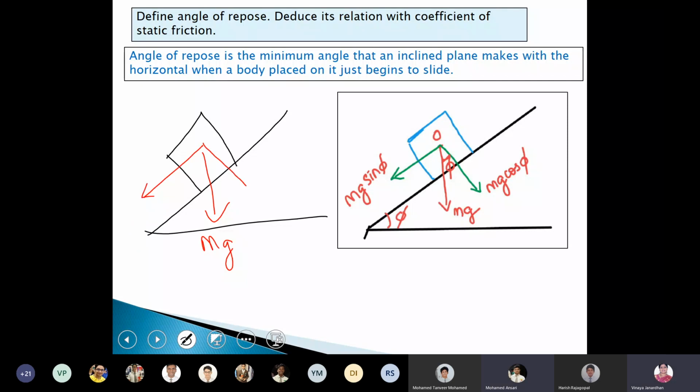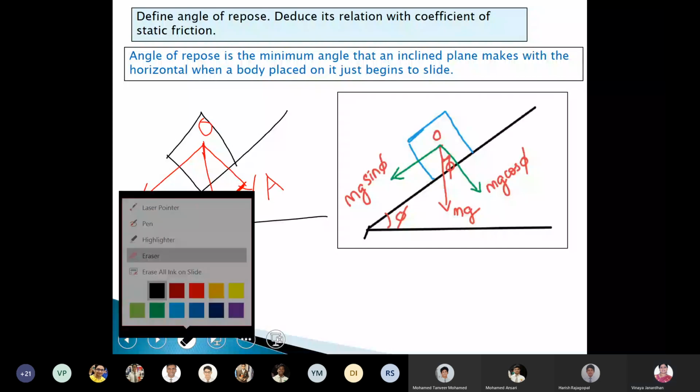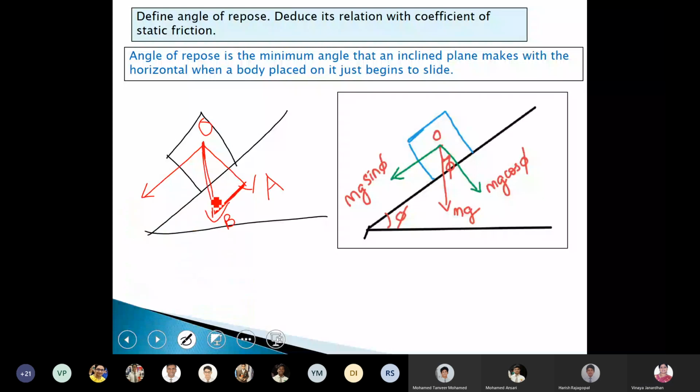Don't blindly copy, boys, because later on it will be tough for anyone to learn. So this point is O. Now what I'll do is construct a triangle. Let me make this point as A and this point as B. OB is mg. The value of OB is mg. This is a right triangle. This angle becomes phi. Is that clear?